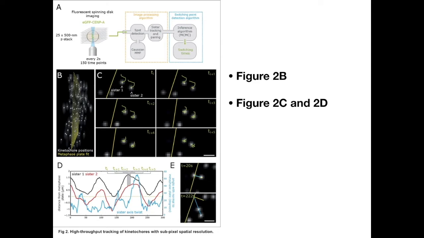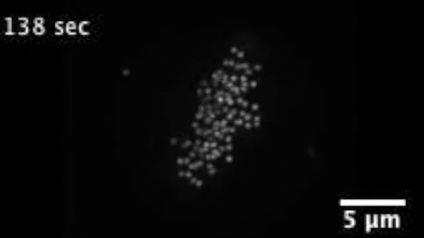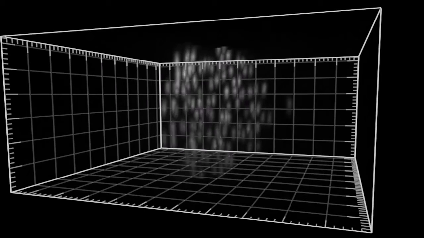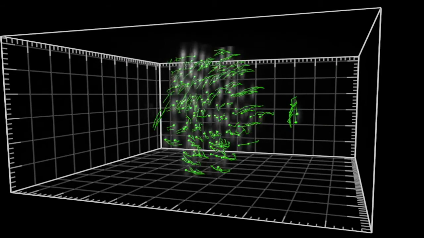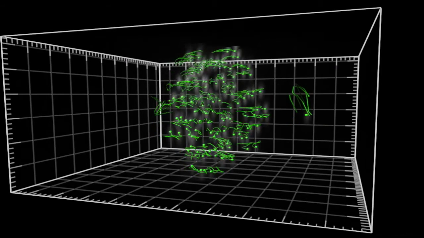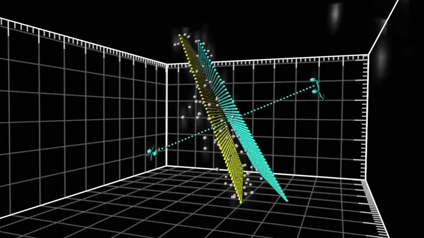They also were able to measure the trajectories of each sister, as well as the angles the sisters were displaced at from the metaphase plate depending on their distance from the plate. They also took these really cool videos that show how they were able to see the kinetochores in 3D space, then model them as points, then follow the path of those points, and ultimately they could track them against the metaphase plate.